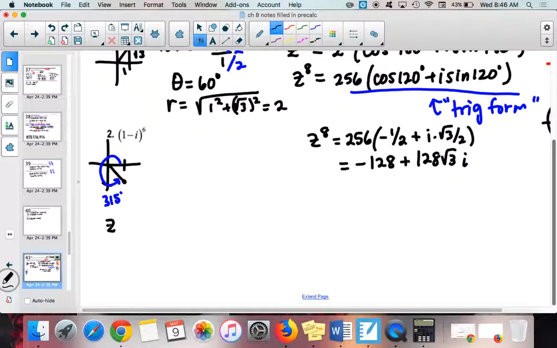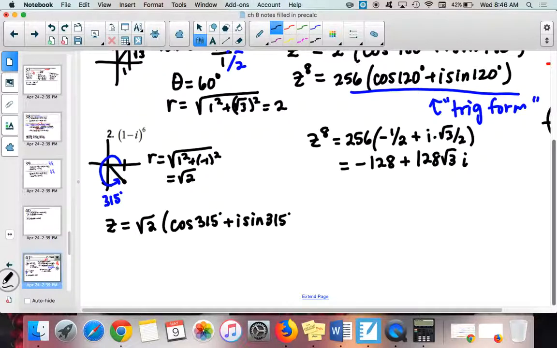All right, so my z value is, well, what's r, I guess? Yeah, my r is root 2 because it's the square root of 1 squared plus negative 1 squared. So this one I have root 2. And I'm going to have cosine of 315 plus I sine of 315. Okay, so that's just our normal. We changed 1 minus I into this trigonometric form of a complex number, I guess I should say.